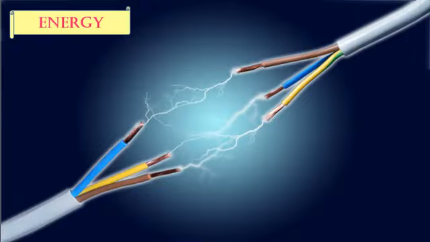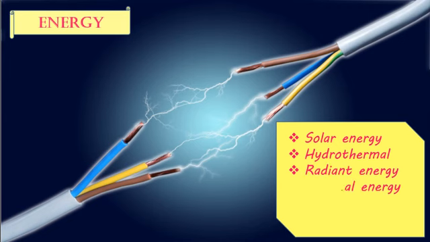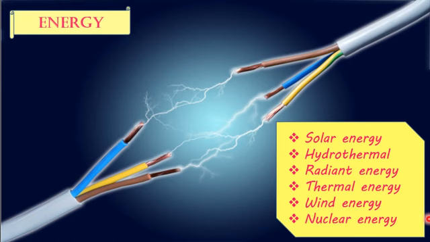So what is energy? Scientifically speaking, energy is capacity or ability to do work. We need energy to perform our tasks. This is also true with appliances, gadgets, and devices that we use every day. It will not run if there is no electricity. And that electricity came from different sources of energy. Energy can be solar energy, hydrothermal energy, radiant energy, thermal energy, wind energy, nuclear energy, and many more.